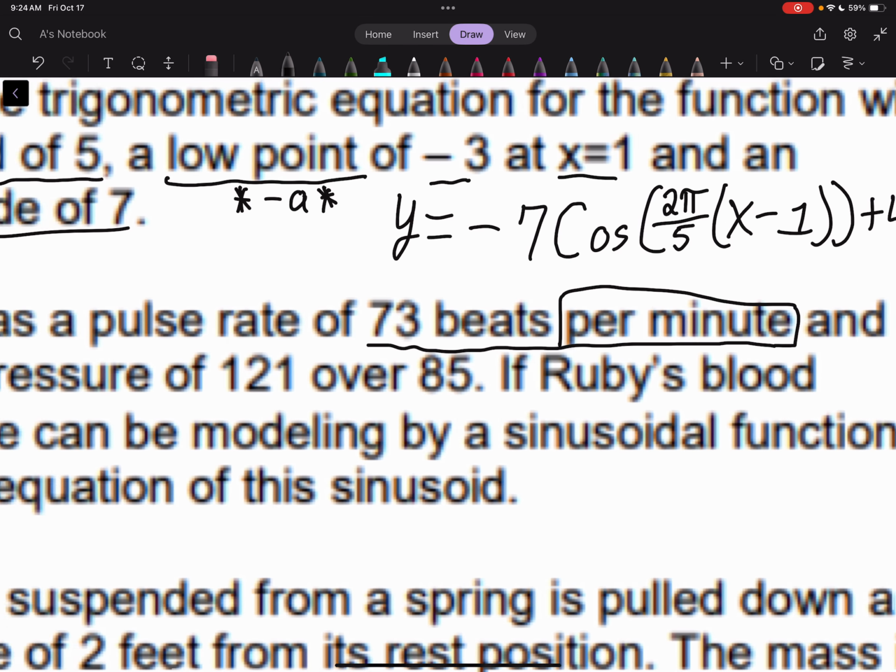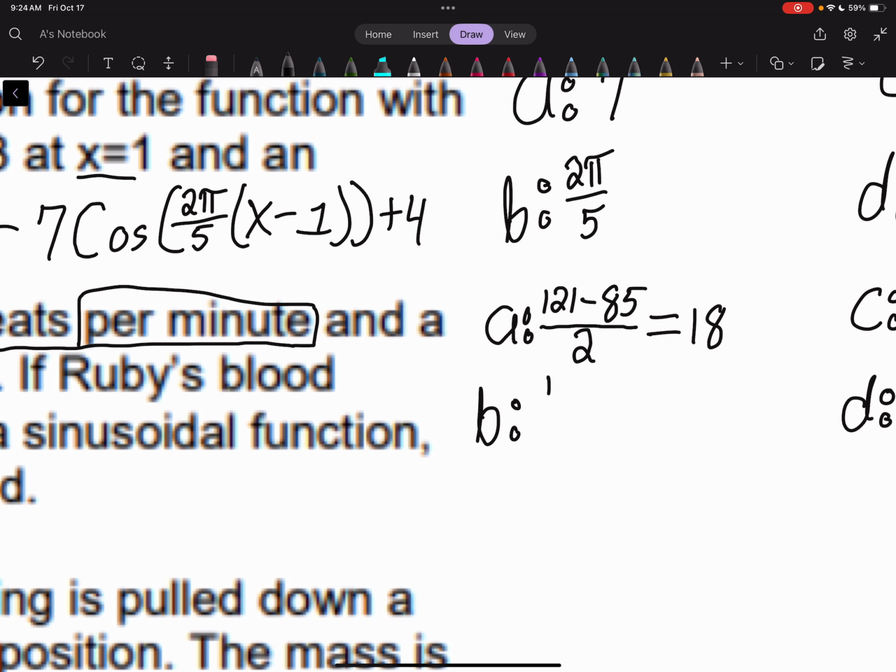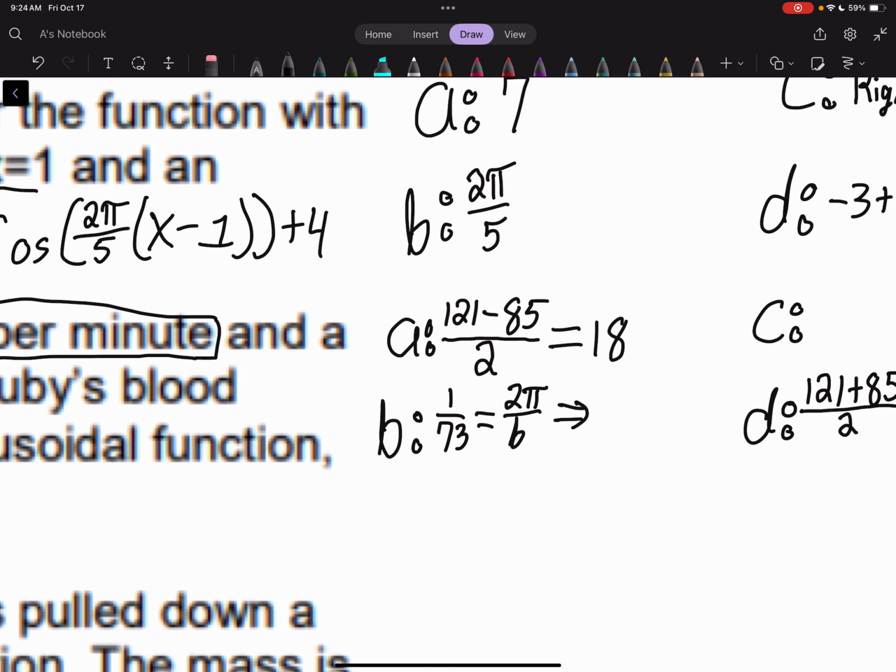Okay, let's look at the 73 beats per minute portion. 73 beats per minute tells me I have 1 over 73 is equal to 2 pi over b. When you solve this, you're going to multiply by b, divide by 1 over 73. Either way you want to solve this, you get b is equal to 146 pi.